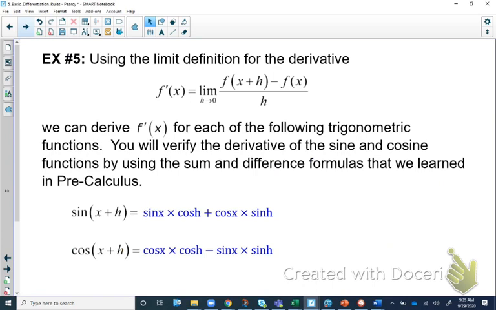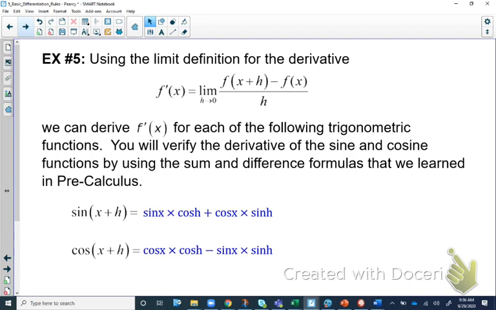But now what we're going to take a look at is where we get into our proofs or justifications about why we're able to say that the derivative of sine is cosine, or the derivative of cosine is going to be negative sine, and so on. Okay? So here, what it's asking you to do is look at the limit definition one more time to show why that's the derivative.